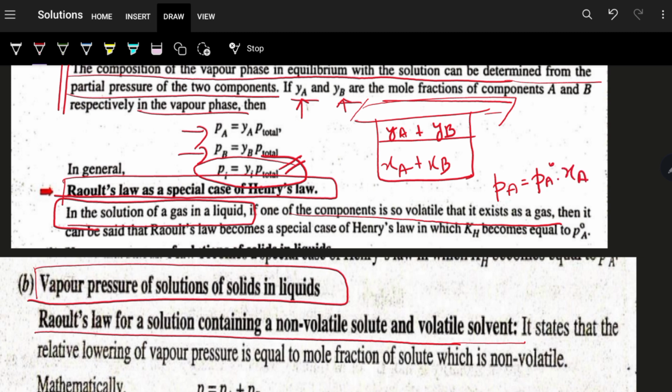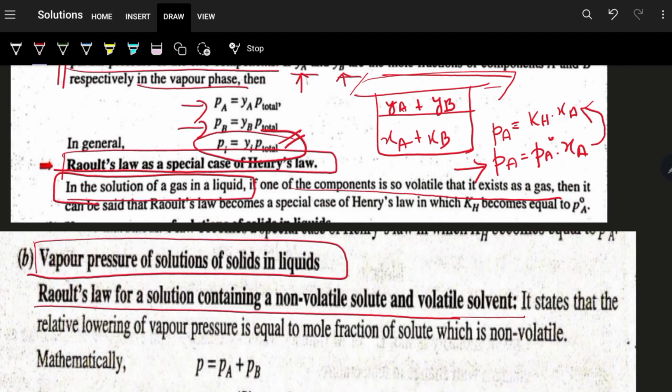And as per Henry's law, the partial pressure was proportional to the mole fraction. So for A it is equal to KH into XA. Now, if the gas is so volatile, Raoult's law can be compared to Henry's law. That means gases are more volatile. Of course, they will remain in their own phase only.